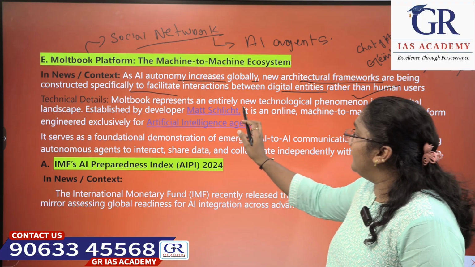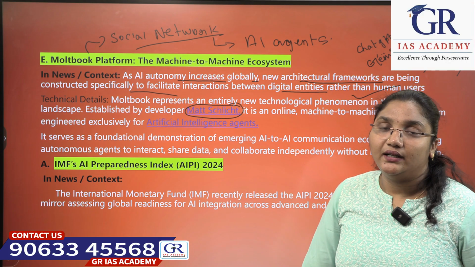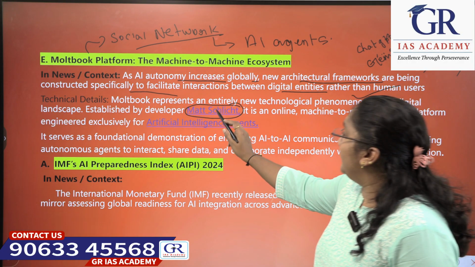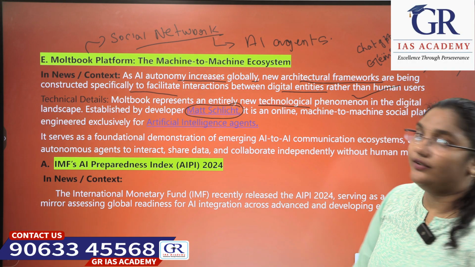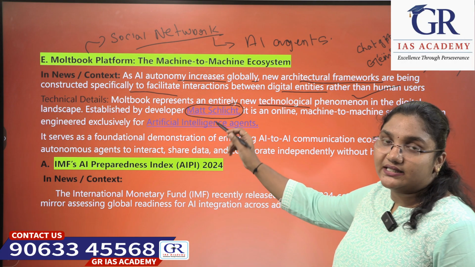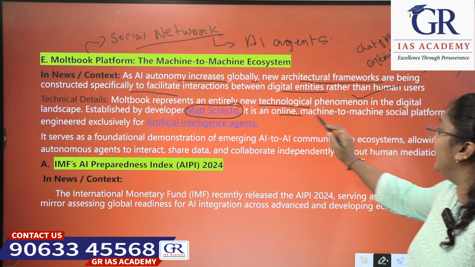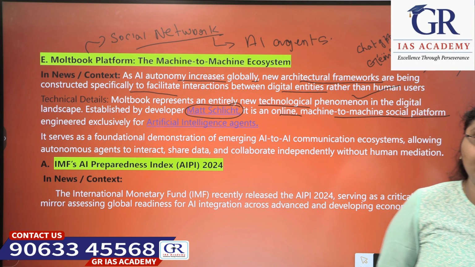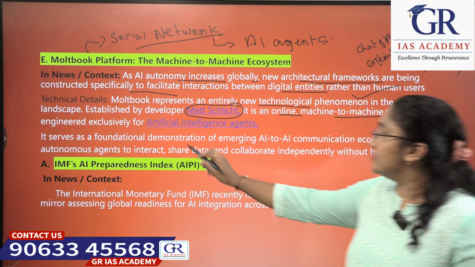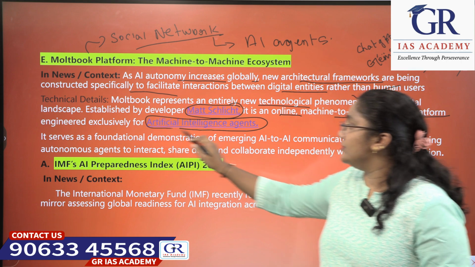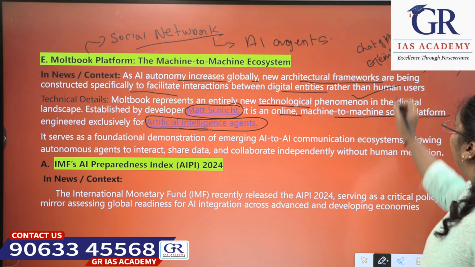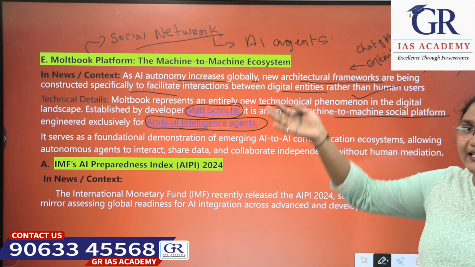This Moltbook was developed by Matt Schlicht. It is a platform which represents an entirely new technological phenomenon in the digital landscape. It is an online machine-to-machine social platform, which is engineered exclusively for AI agents, artificial intelligence agents. How? See, coming to Gemini, we have taken the example of ChatGPT, right?